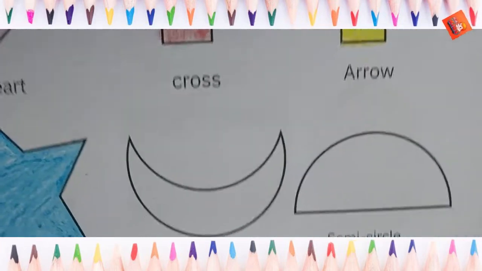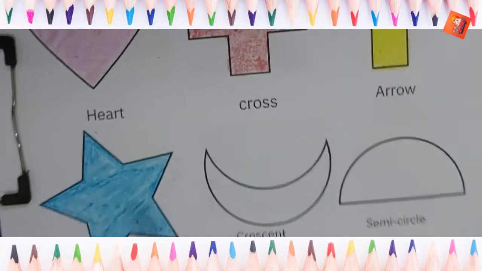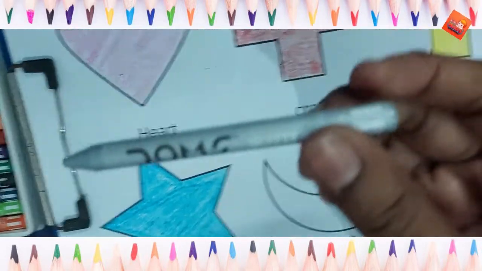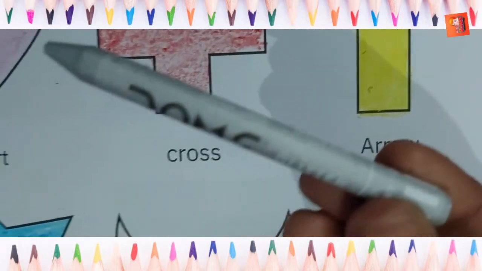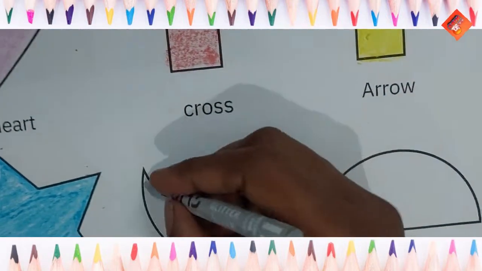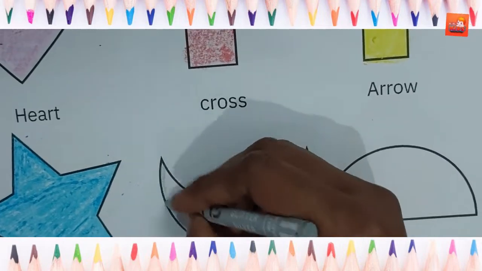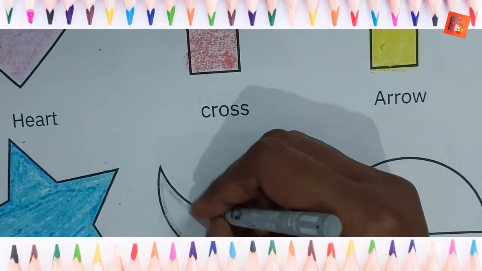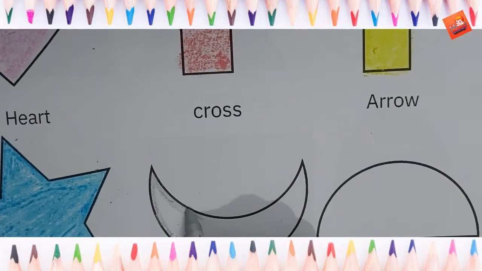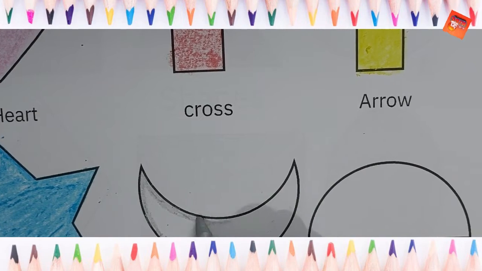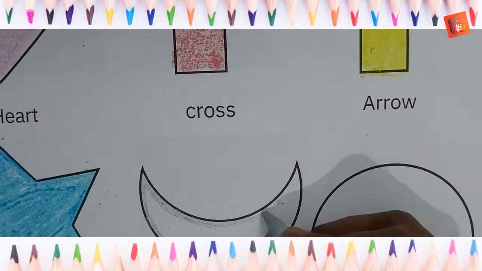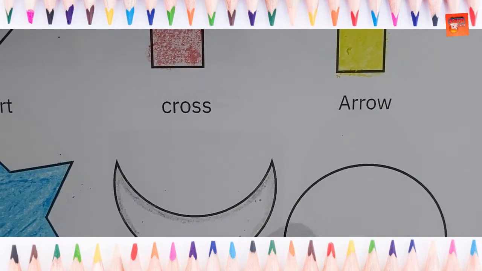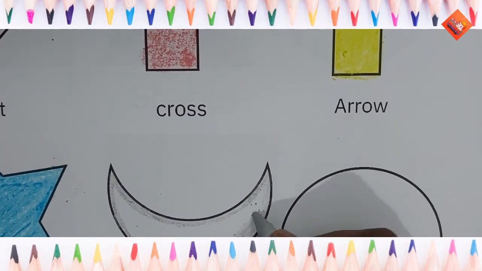Next we are going to see crescent. So we are going to color the crescent with silver color. Silver color crescent. So color the corner first. Now color inside.